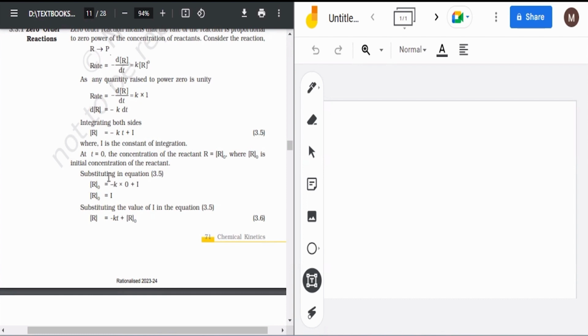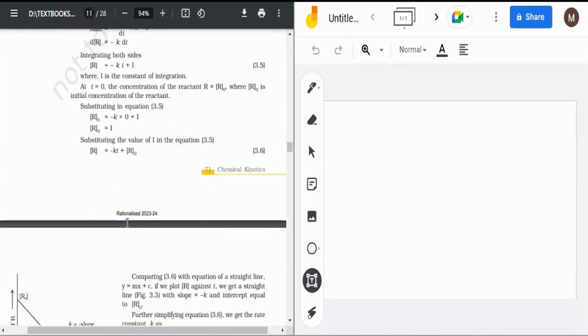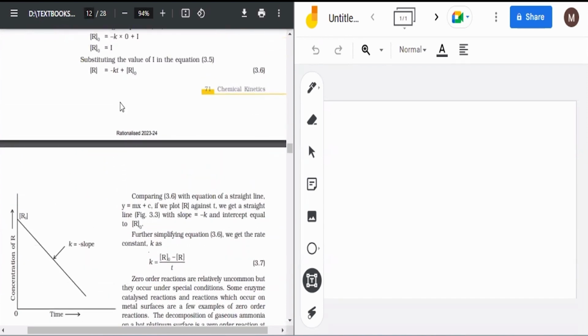Where I is the constant of integration. For t equal to 0, the concentration of reactant we can take equal to R naught. So for calculating the value of I, we will take t equal to 0. At t equal to 0, we get R naught equal to I. So R is equal to minus kt plus initial, which is R naught. So we can write k equal to R naught minus R upon t.